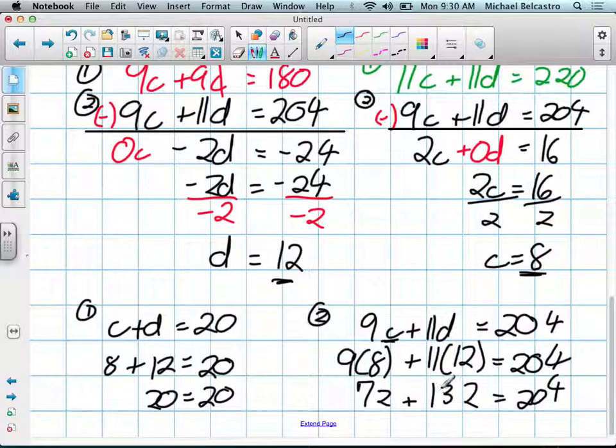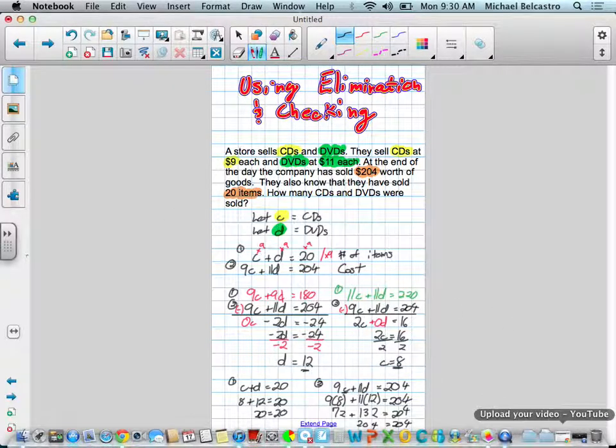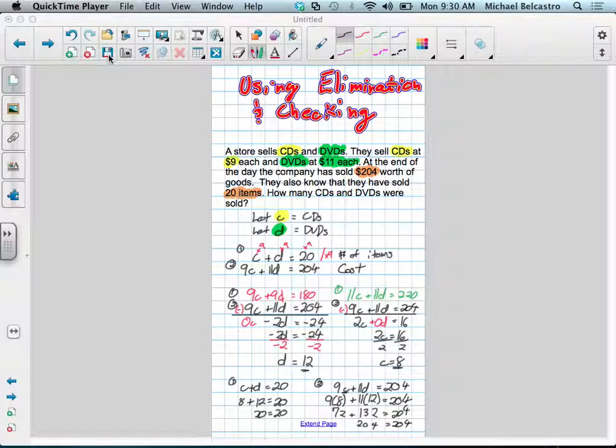Well, let's add them up together. 2 and 2 would be 4. 7 and 3 gives us a 10. Carry the 1. 204 equals 204. So it worked. We used substitution to check our elimination. So it's important that we still know how to substitute in order to solve. Okay? And we eliminated to solve both of them.